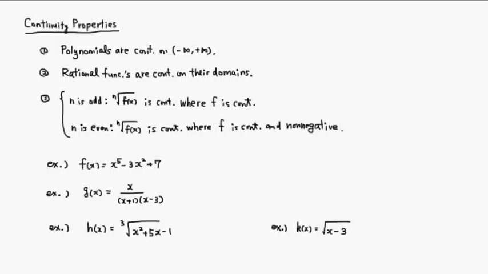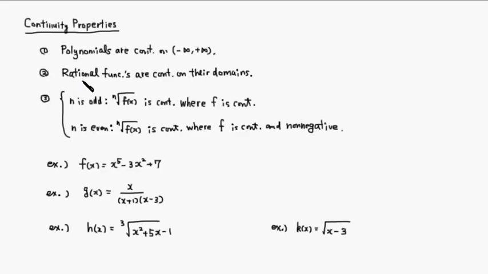Okay, let's look at the continuity properties. First one: if you have a polynomial function, polynomial functions are always continuous on all real numbers, so from negative infinity to positive infinity. So it's continuous everywhere, right?